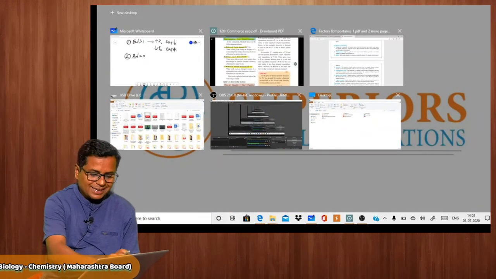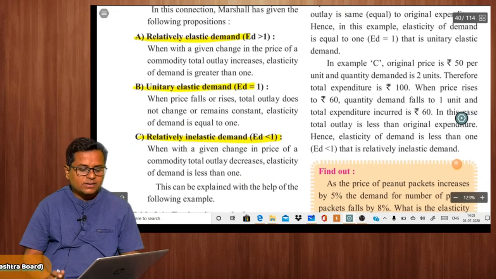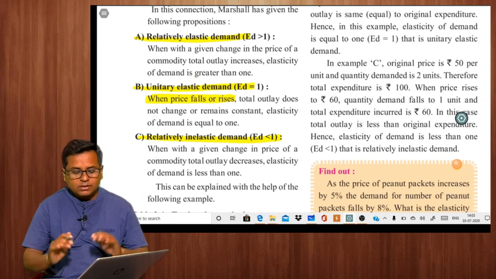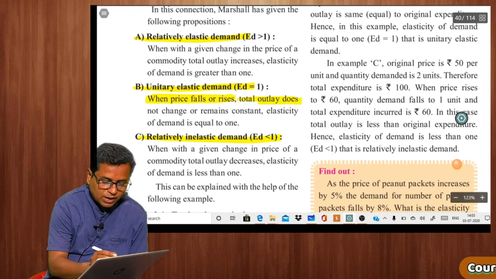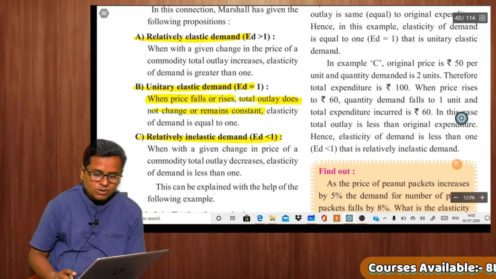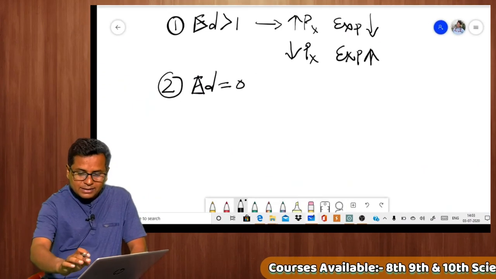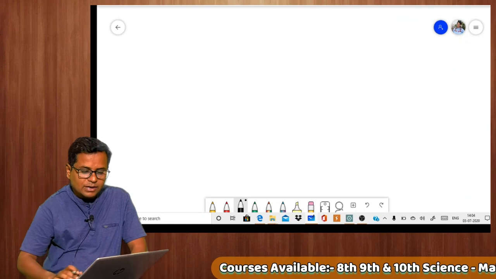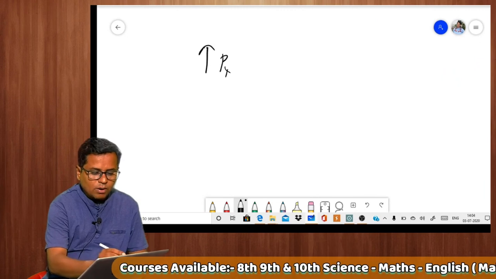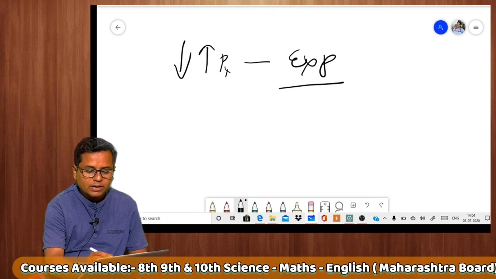What is unit elastic? When price falls or rises, total outlay, it means total expenditure, does not change or remains constant. It means either the price rises or falls down, the total expenditure is remaining constant.